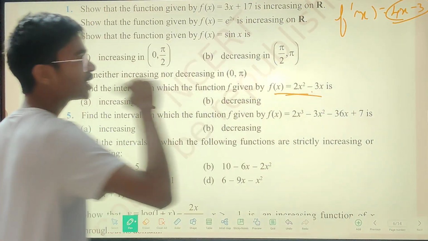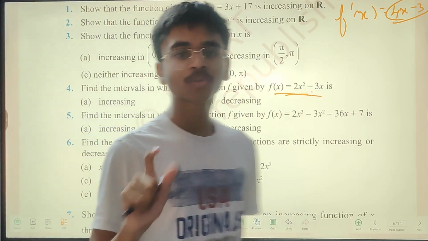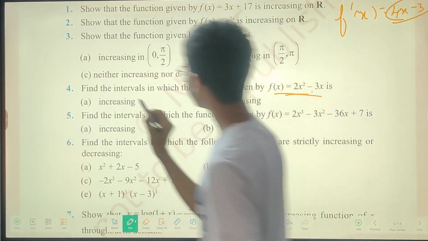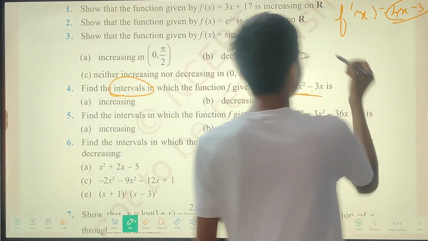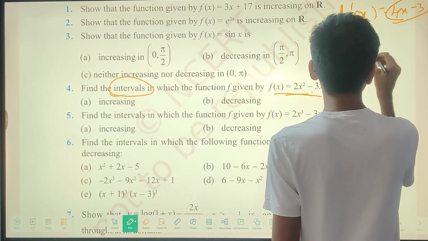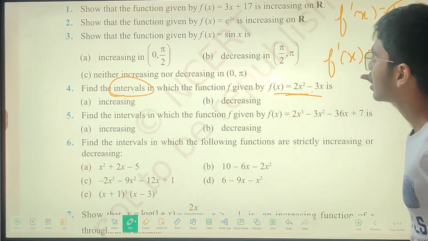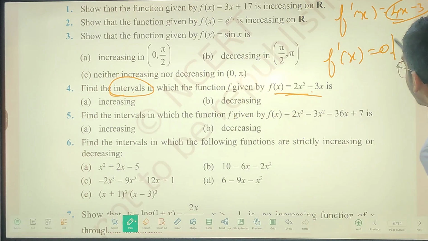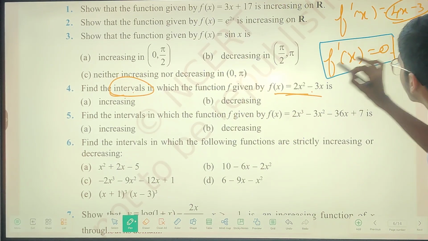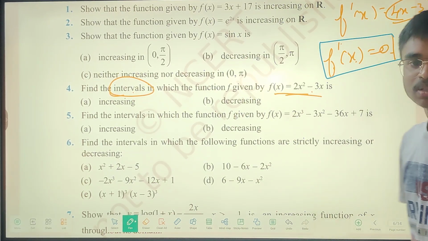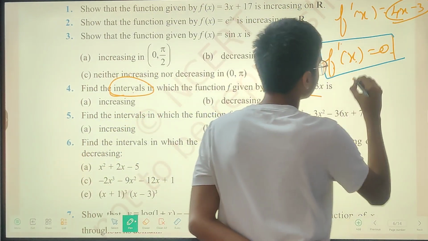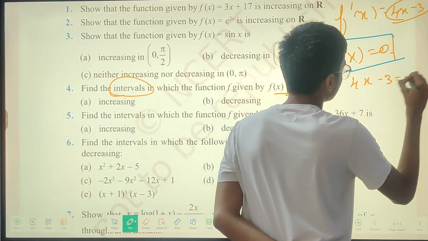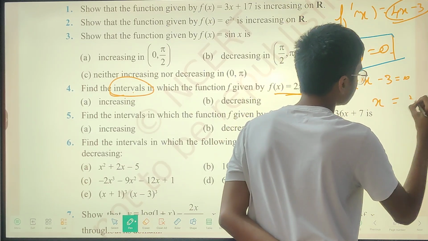Now you will have to equate it to 0. For questions to find intervals, what you have to do is equate f dash x to 0. When you are equating f dash x equal to 0, you will get the value of x. So 4x minus 3 is equal to 0, then you will get x equal to 3 by 4.